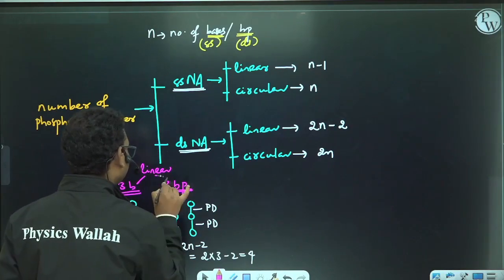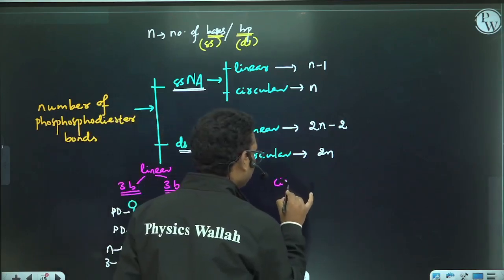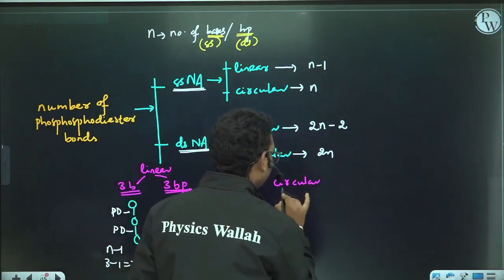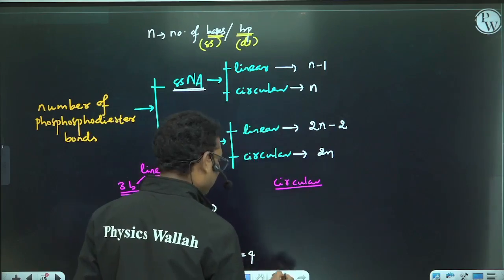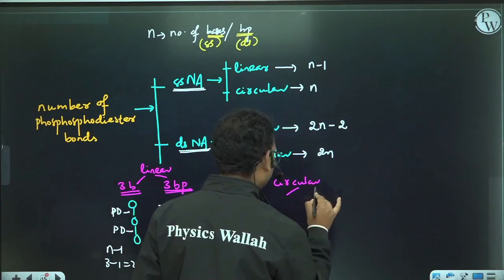What about circular DNA then? Suppose I am having DNA which is circular in nature. The circular DNA can be single stranded or double stranded.